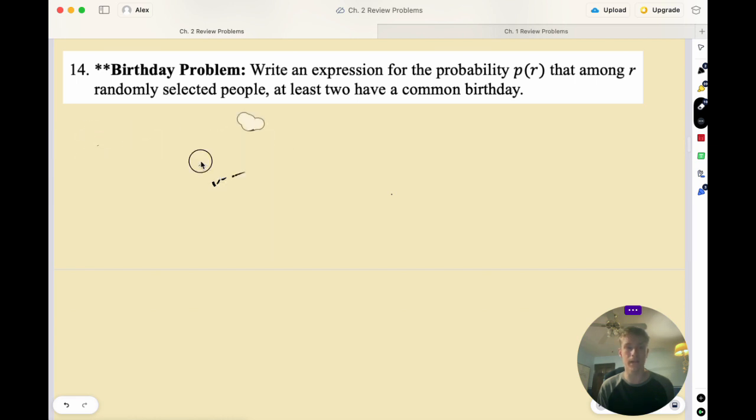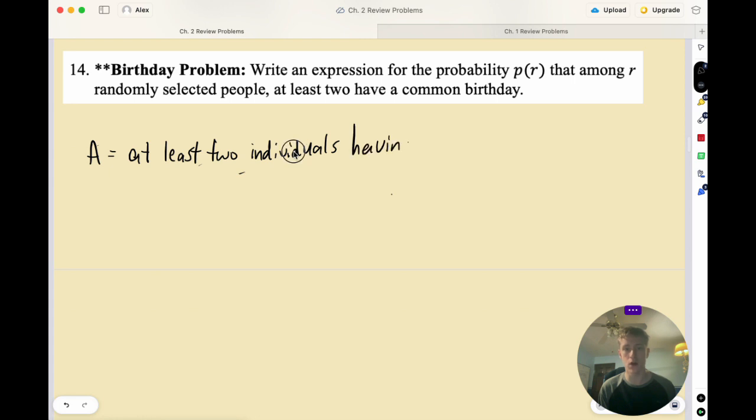Okay, so let's answer the question, and you might be surprised at the outcome. Let the event A be defined as at least 2 individuals having a common birthday. Well, unfortunately, this is incredibly difficult to figure out, right? Because at least 2 could be 2 or 3 or 4 all the way up to R, and R could be like 100. So we're not going to do this, and instead we're only going to look at the complement and then find the original event by subtracting the probability of the complement from 1.